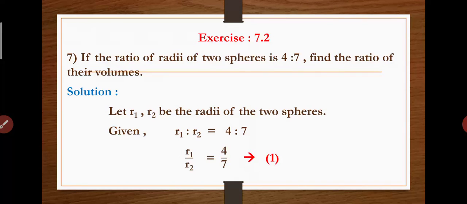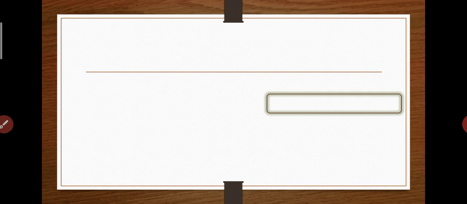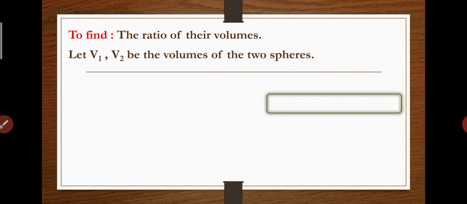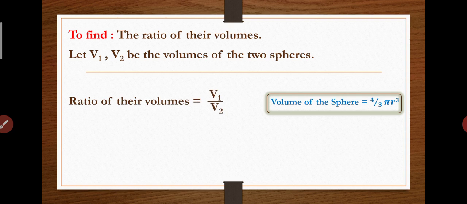A ratio can be expressed as a fraction. So R1 is to R2 can be written as R1 divided by R2 equal to 4/7. Let it be equation number 1. What do we want to find? The ratio of the volumes, that is, the ratio of the volume of the two spheres. Let V1 and V2 be the volumes of the two spheres. The ratio of their volumes is V1 is to V2, which can be expressed as V1 divided by V2. So I directly wrote it as a fraction, V1 divided by V2.